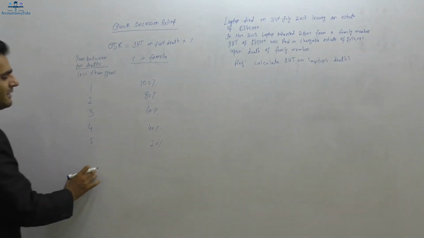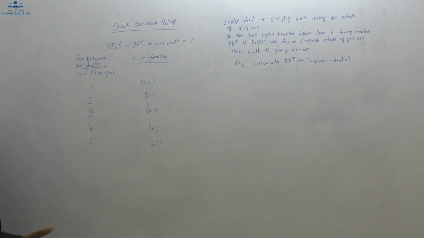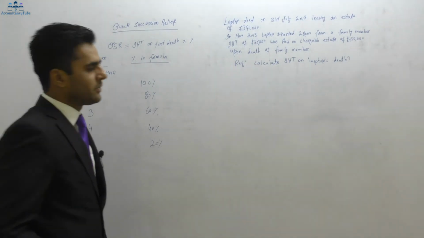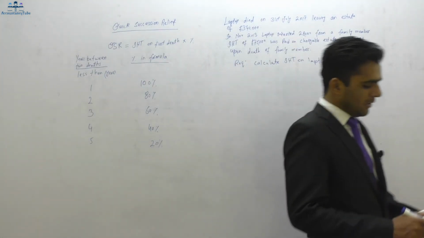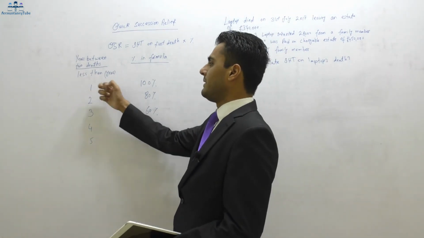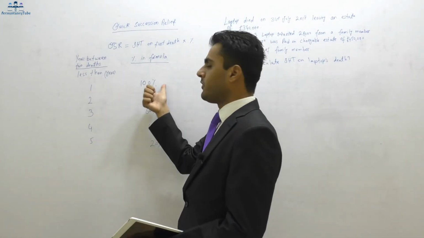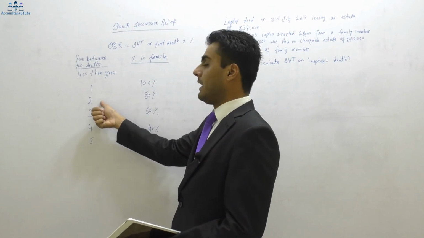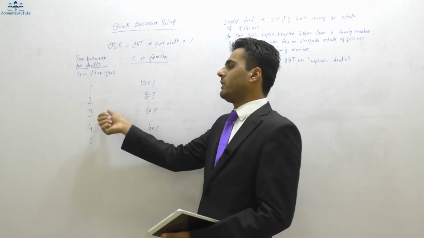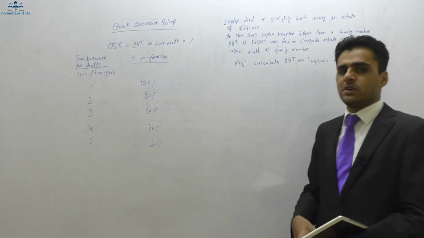And when it is less than 6 years, which means more than 5 years, in that case quick succession relief will not be applied. So it will be at the rate of 0%, which means it won't be applied. So that is basically the difference between two deaths. If it is less than 1 year, then it will be 100%. If it is less than 2 years, meaning more than 1 year but less than 2 years, it's 80%. Likewise, it will reduce every year by 20%.